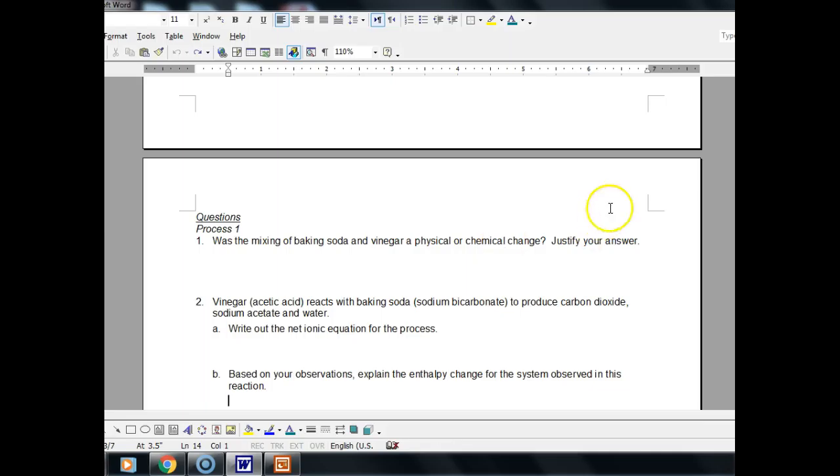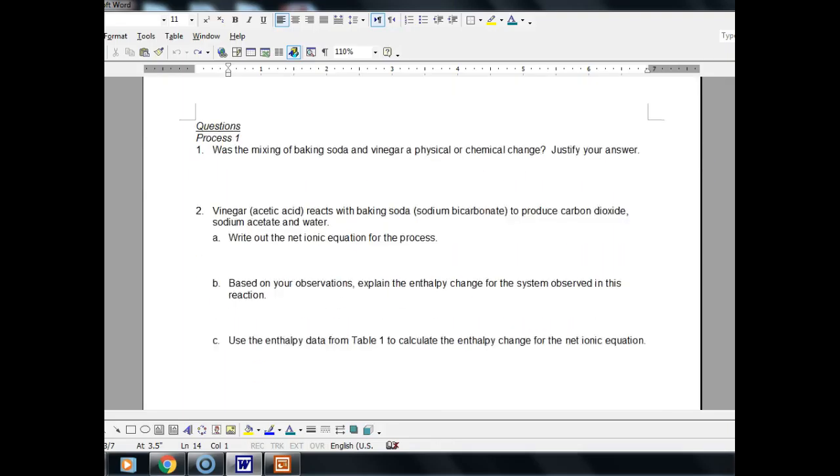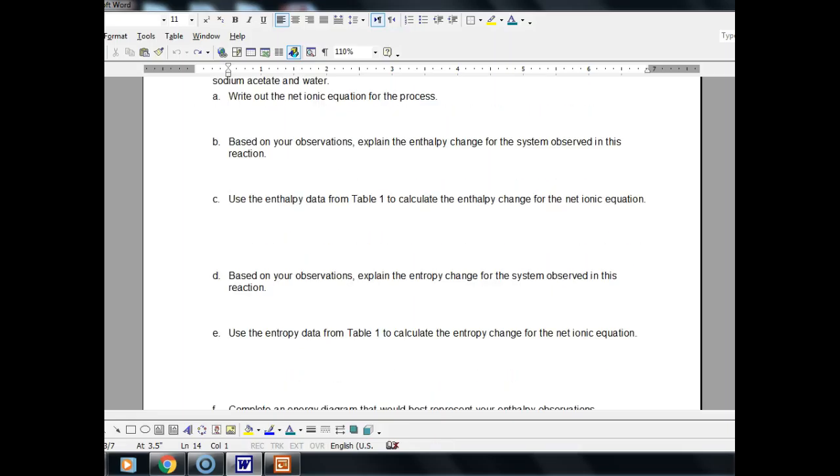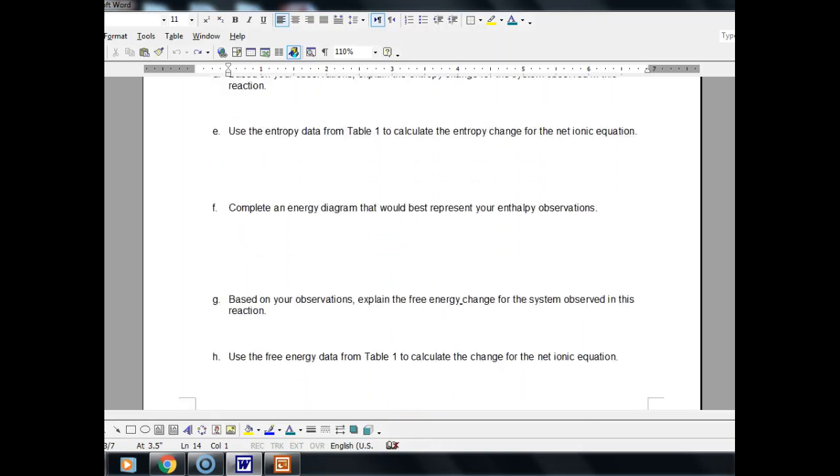I want you to think about, based on your temperature observations, was enthalpy a positive value or was it a negative value? Was it endothermic or exothermic? And then calculate the enthalpy value using the data in table 1, just like I did in that example. Then would you expect the entropy value to have increased or decreased? Was there more disorder or was there less disorder? And then calculate what that change would have been. See if it matches up.